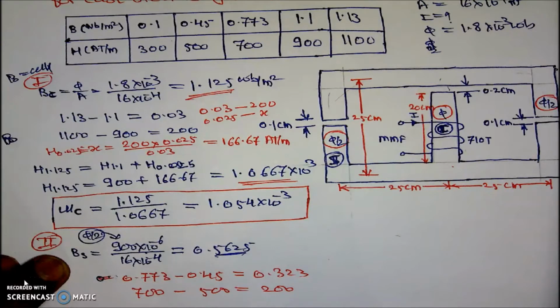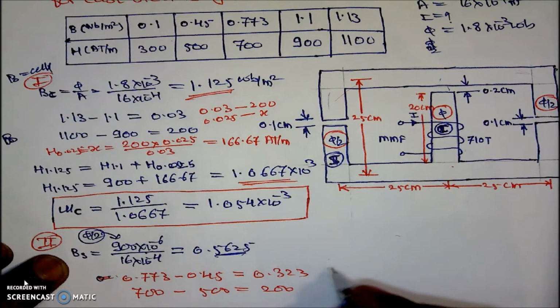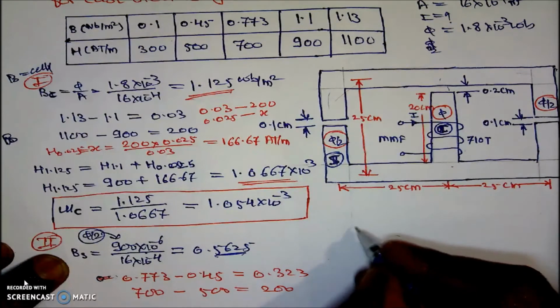Here, H at 0.1125. This is 0.1125 we need. For this calculation, I will use the straight formula again here, maybe in front of this itself.